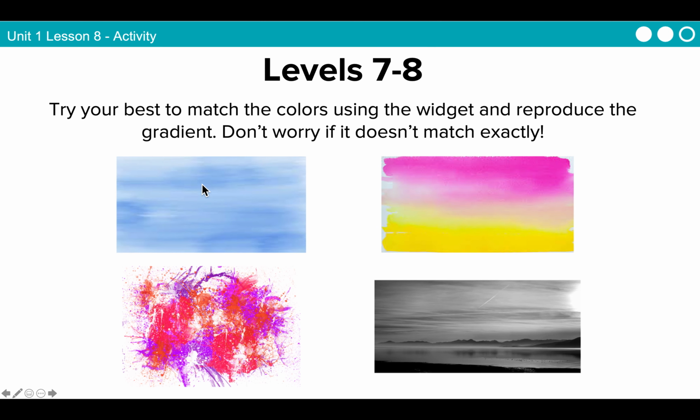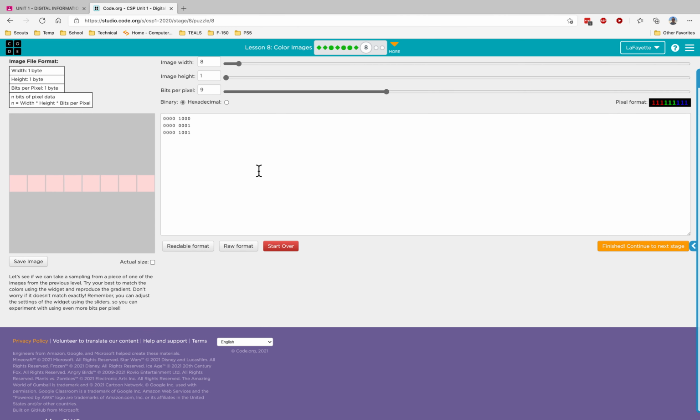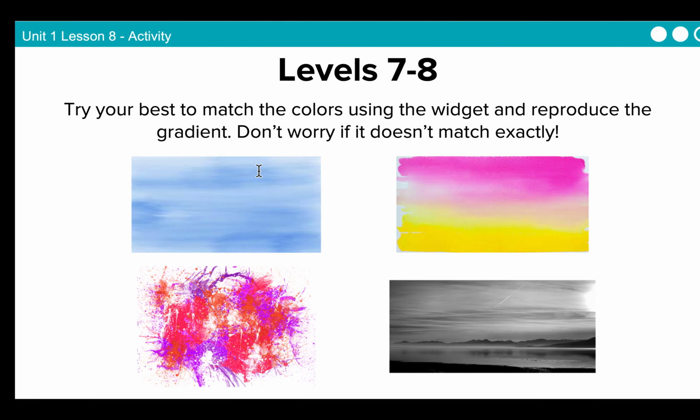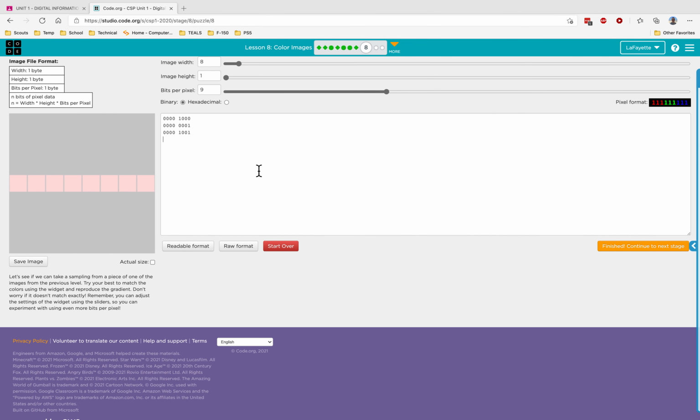Okay, so let's take a look at what looks like perhaps a washed out sea picture. So 9 bits per pixel, and we're really interested in blue here. So everything we do is going to be 0, 0, 0 for the red and 0, 0, 0 for the green. And then for blue, we'll start off with 0, 0, 0.